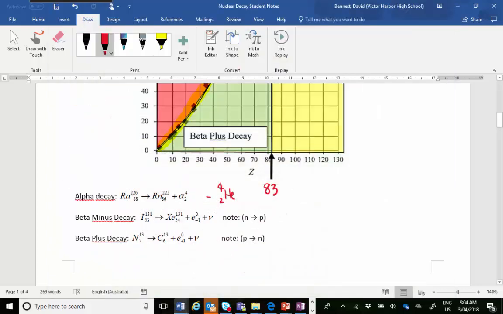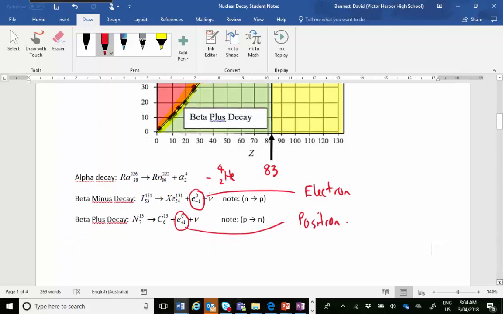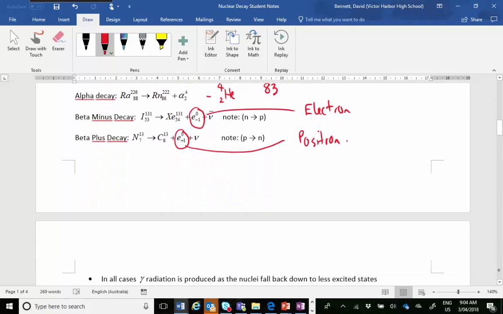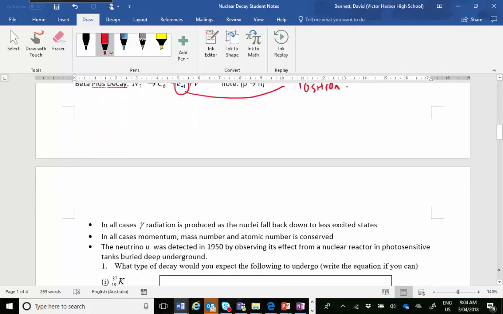The second type of decay is a beta minus decay, and notice here that what we're producing in this scenario is in fact an electron. This one over here is a beta plus decay, and that is producing a positron, and we'll talk about how that's used in a PET scan and so on. Those are the three different types of decay. A couple of things you need to note: in all cases, we'll get gamma radiation, that's the symbol for gamma radiation, produced as the nuclei fall back to less excited states.